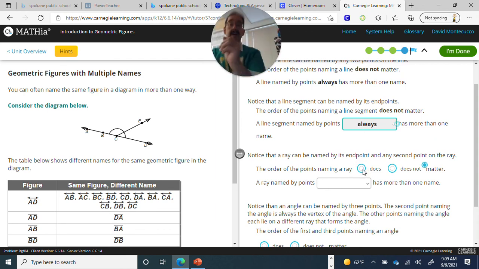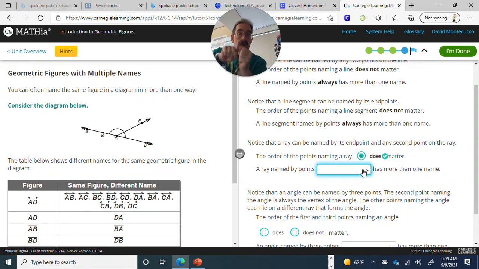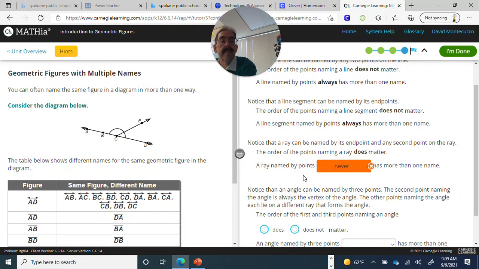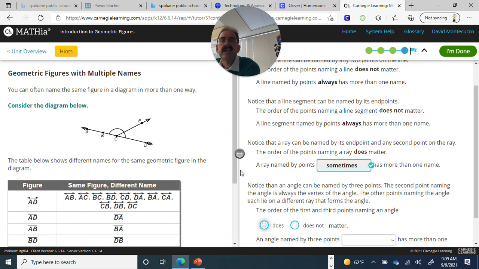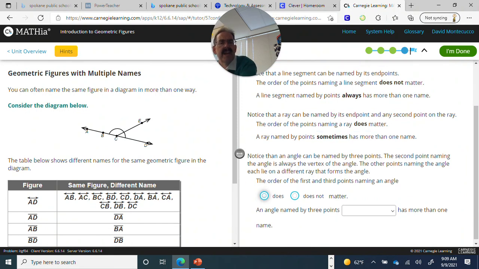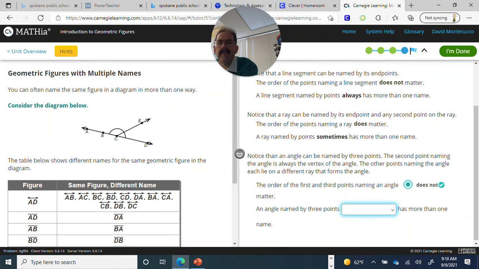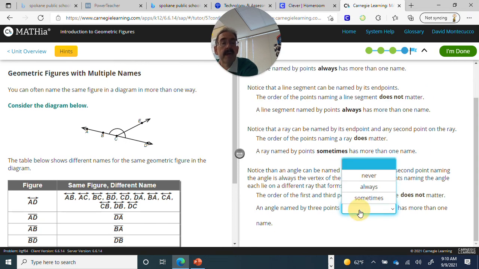Now, a ray: you have to have an endpoint going toward where it's going off to. It never has more than one name. Sometimes we could have had two dots on there, so this could be ray CB, CA. Okay, notice that an angle has three points. The order does matter. You don't want to use the vertex as the naming point. An angle always has more than one name.